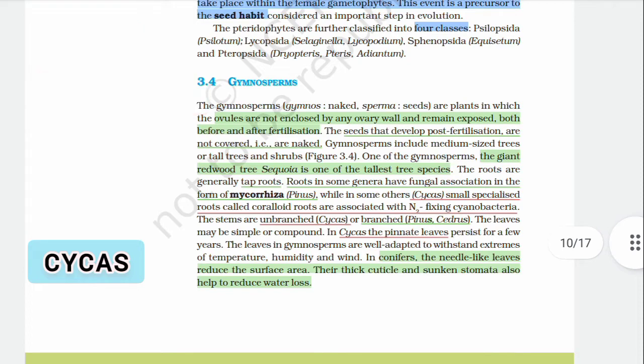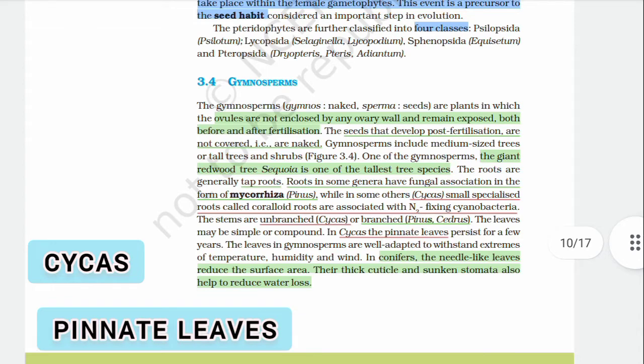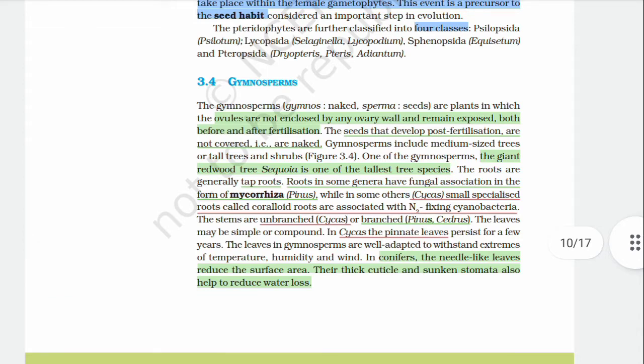The leaves may be simple or compound. The Cycas have pinnate leaves. Okay, and the gymnosperms have good ability to withstand all types of environment. In conifers, we see leaves in needle-like form. This needle-like form reduces the surface area, so that the transpiration will be less. And the thick cuticle and the sunken stomata, right? These two help in reducing the water loss.